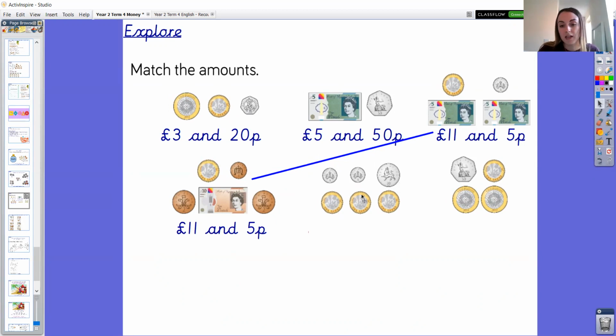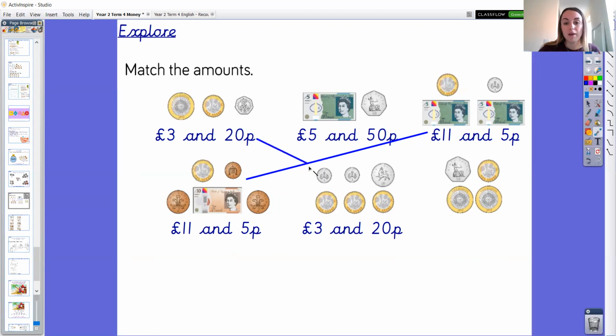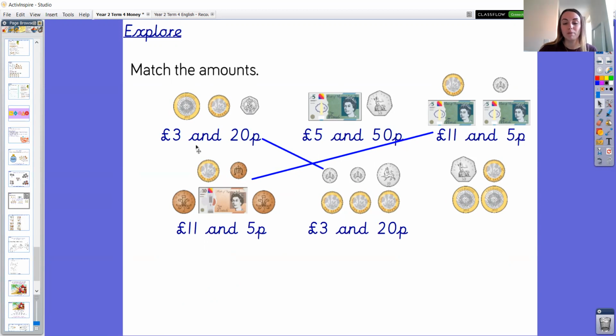So we have 3 lots of £1 coins. So how many pounds do we have altogether? £3, well done. And let's have a look at our silver coins. We have 10p, add 5p and another 5p. So we know 5 add 5 makes 10. So really we're solving 10 add 10 here. Well done. £3 and 20p. So we found our next match. Brilliant. As we have £3 and 20p here and also here.